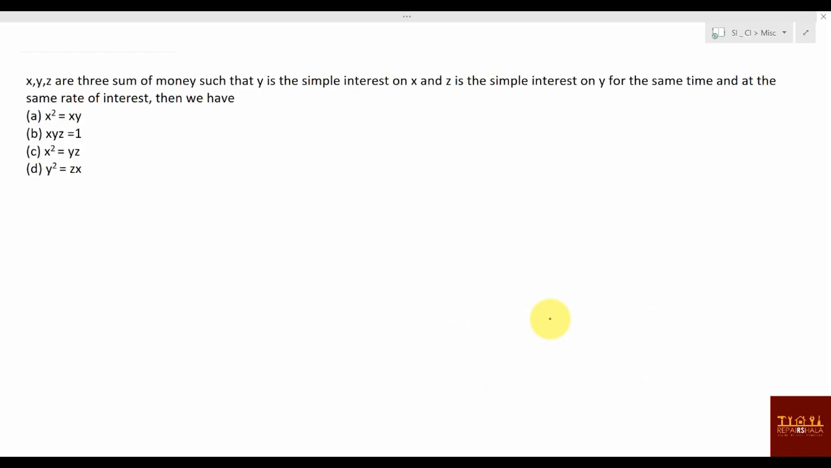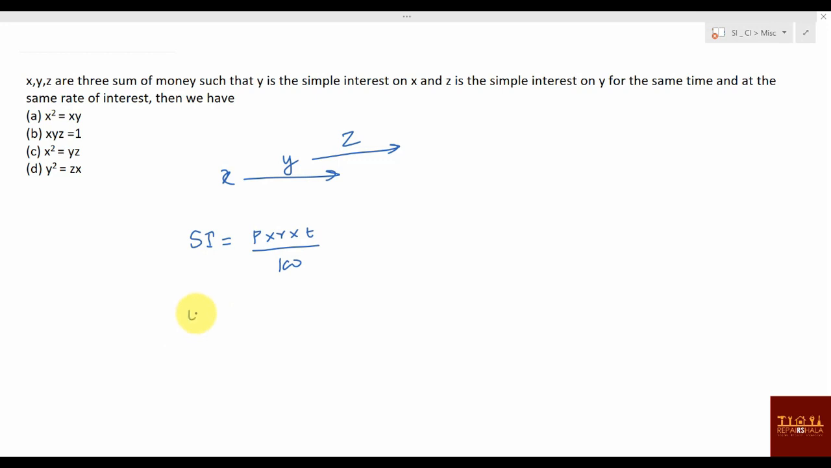Okay, next is X, Y, Z are three sums of money such that Y is the simple interest on X. So X simple interest is Y and Z is the simple interest on Y. Then what you need to find for the same time and at the same rate of interest. The simple interest, SI value, is P into R into T by 100. R and T are same.